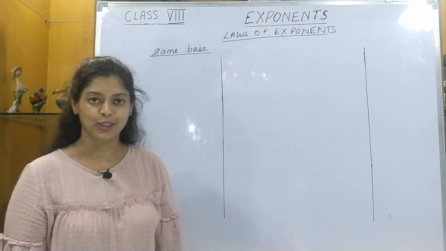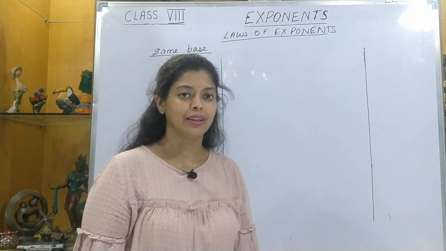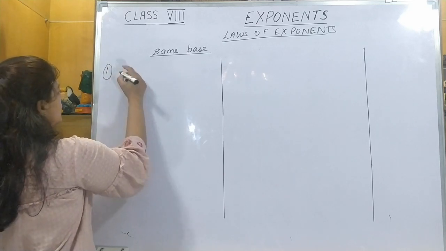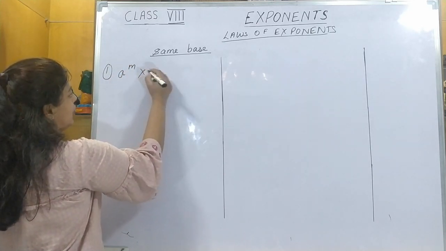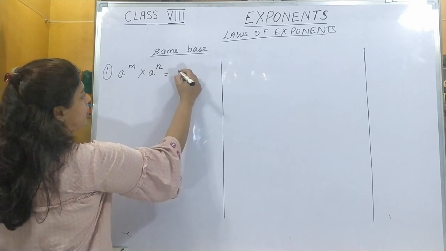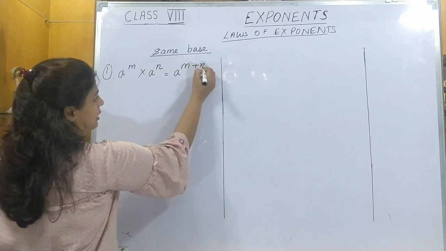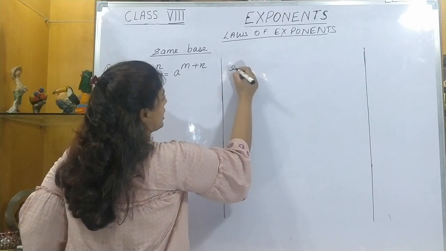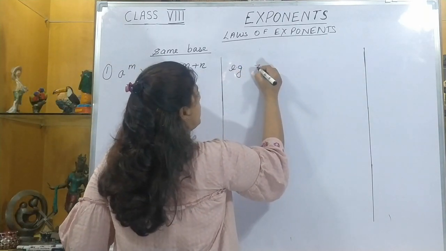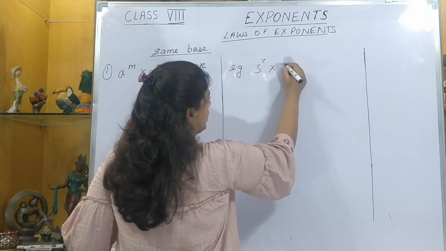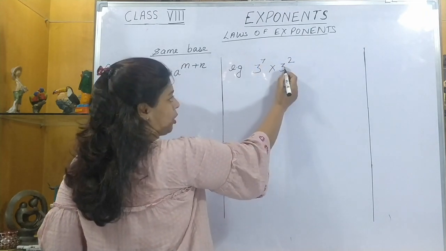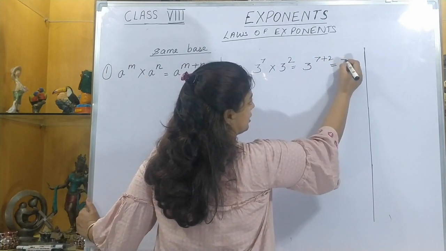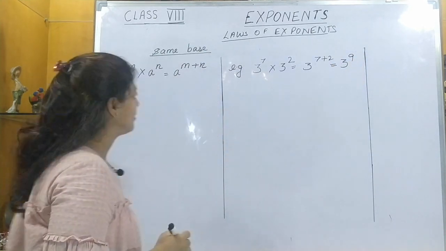Now I will be explaining the laws of exponents. First I will explain the laws with the same base. First law is a raised to the power of m into a raised to the power of n is equal to a raised to the power of m plus n. When the base is common, I add the exponents. For example, if I have 3 raised to the power of 7 into 3 raised to the power of 2, here my base is common, 3, I will add the exponents, 3 raised to the power of 7 plus 2, which is 3 raised to the power of 9.